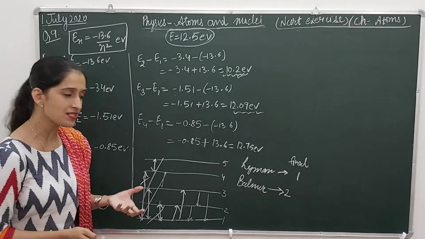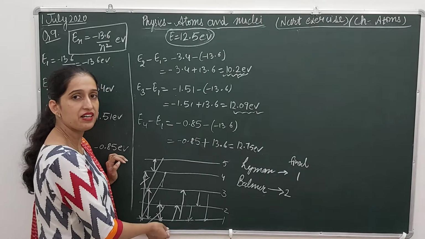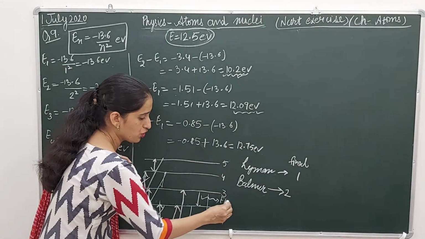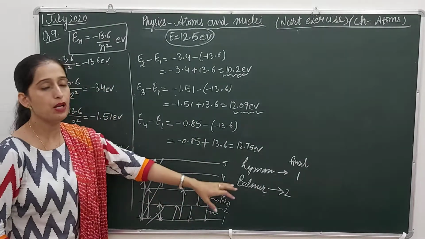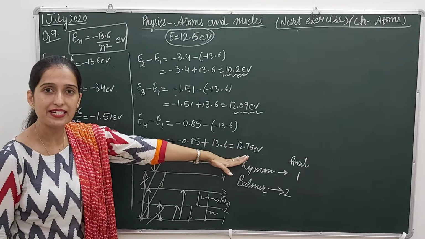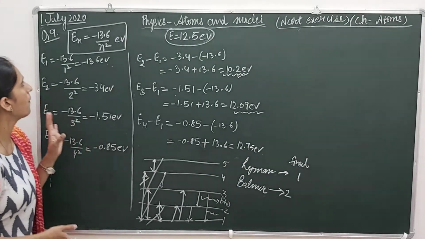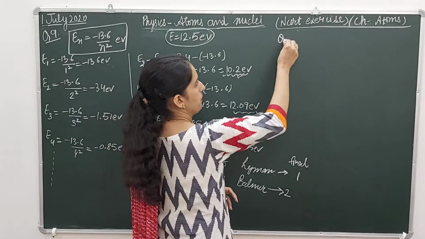What are these series? When electrons from an excited level come to the ground level, they release energy. E is equal to h nu. So the frequency or wavelength of these series belongs to the UV region for this one, and the Balmer region for this one. So this much is about question number 9. Let's move towards question number 10.